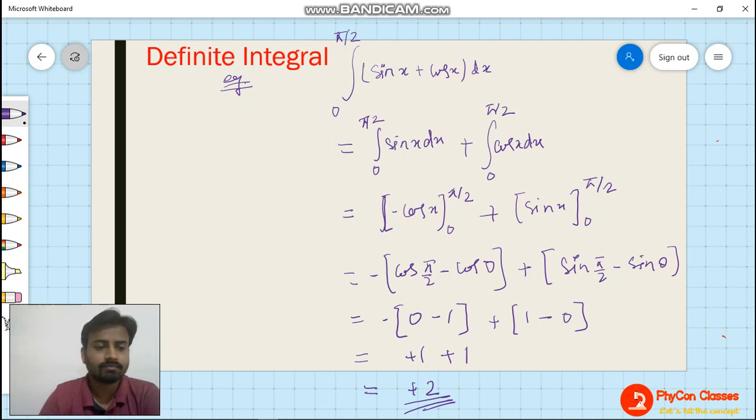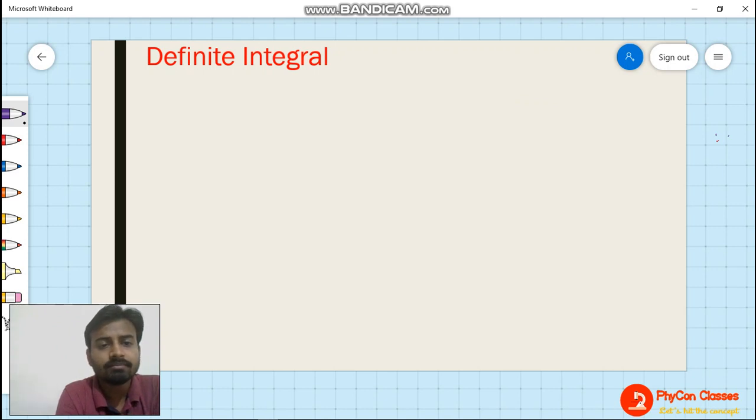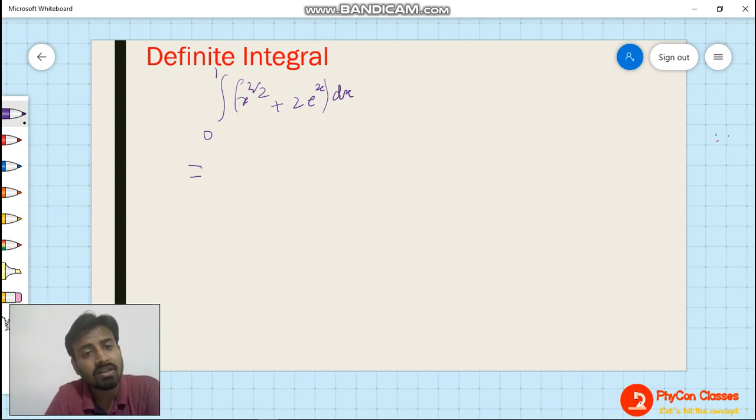Okay, fine. So let us solve one more problem based on definite integral. The problem is like this: integration of x to the power 3 by 2 plus 2e to the power x dx, and the limit is varying from 0 to 1. Fine. Now in this case, what we have to do, just integrate. So integrate x to the power 3 by 2. Integration is going to be x to the power 3 by 2 plus 1 divided by 3 by 2 plus 1.